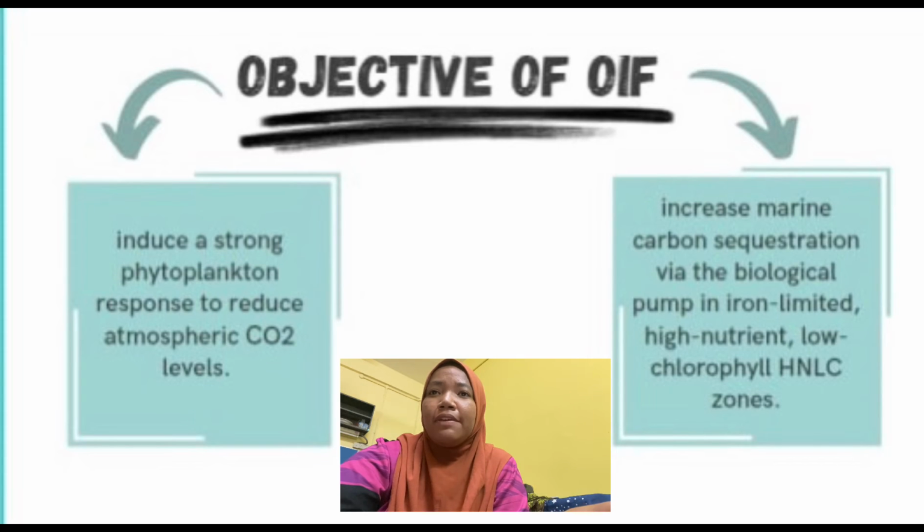The first objective is to induce a strong phytoplankton response to reduce atmospheric carbon dioxide levels, and the second objective is to stimulate marine carbon sequestration via the biological pump in iron-limited, high nutrient and low chlorophyll HNLC zones by seeding the ocean with iron, causing phytoplankton to grow instantly. It will also absorb dissolved carbon dioxide in water, instead of releasing it into the atmosphere.